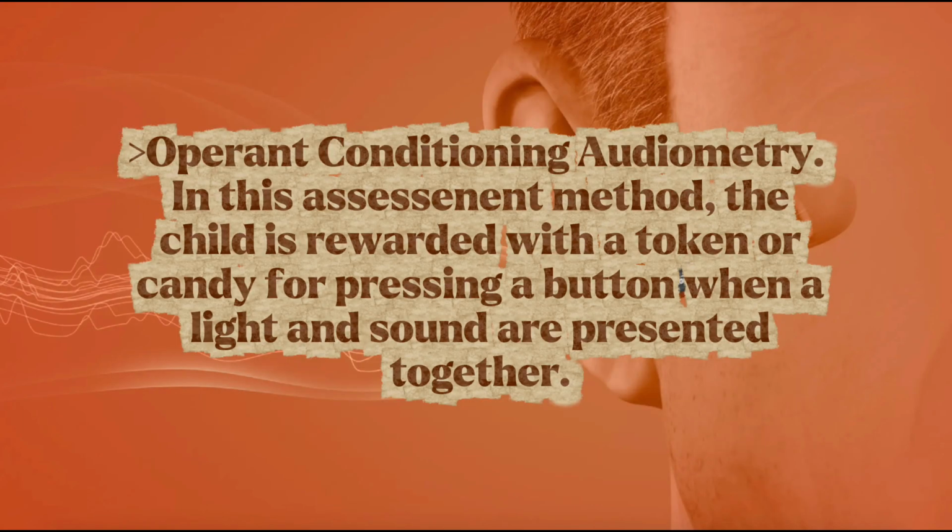Operant conditioning audiometry. In this assessment method, the child is rewarded with a token or candy for pressing a button when a light and sound are presented together. So, for example, the child presses the remote button, then the TV opens and lights up. So, you give the child a reward like candy, to monitor their response to pressing the button of the remote TV.